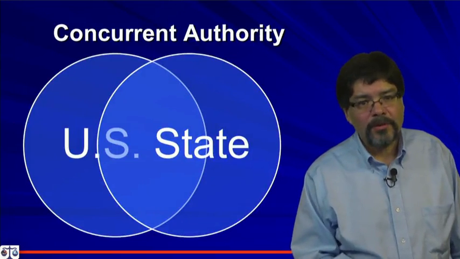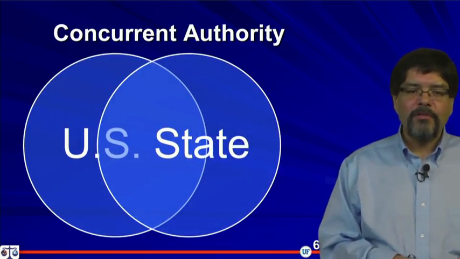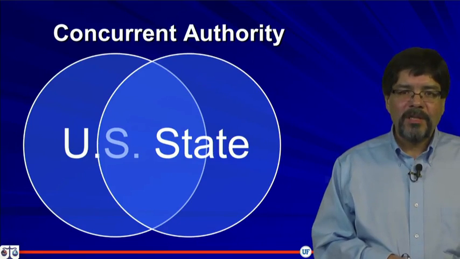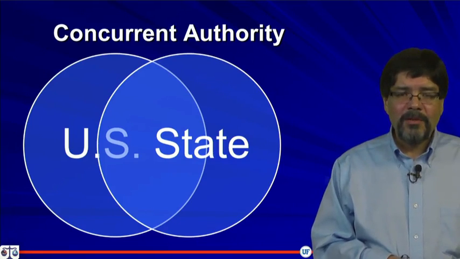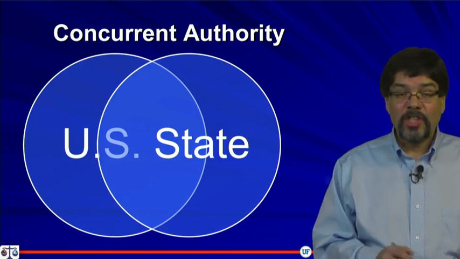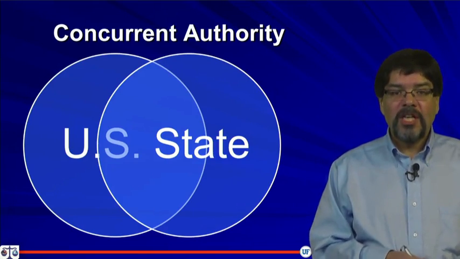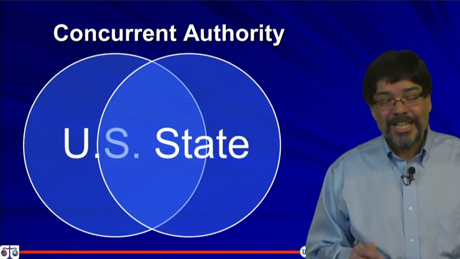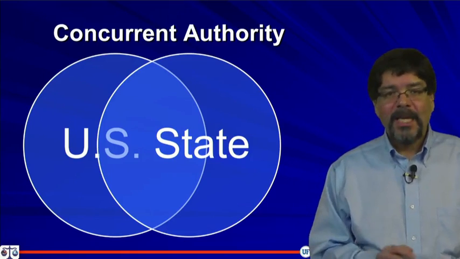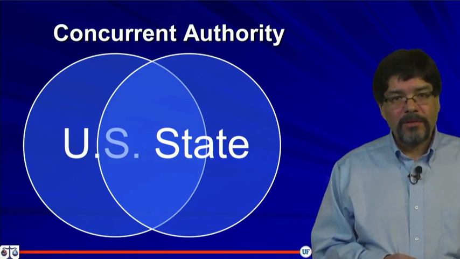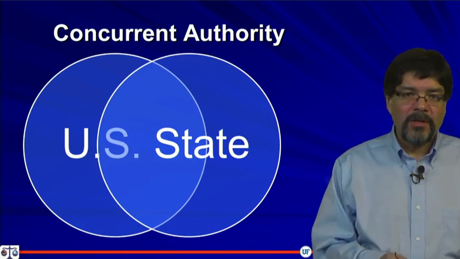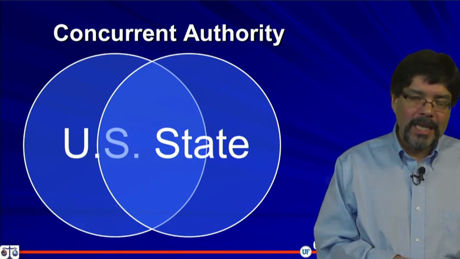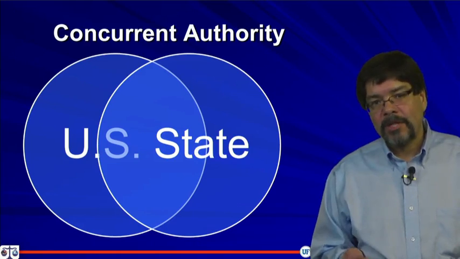This concurrent authority, as I presented here in graphic form, the fact of the matter is that the lawmaking authority of the United States is generally shared by the United States government and by each of the state governments. And there are relatively few areas that exclusively belong to the federal government on the one hand or to the state government on the other.